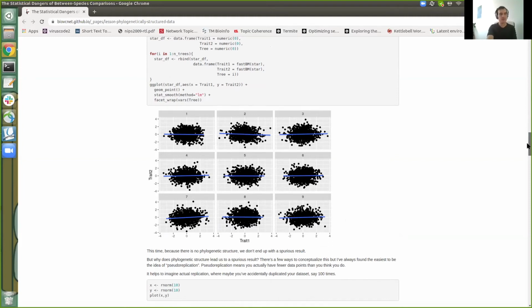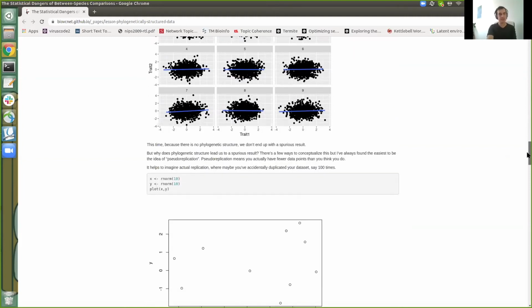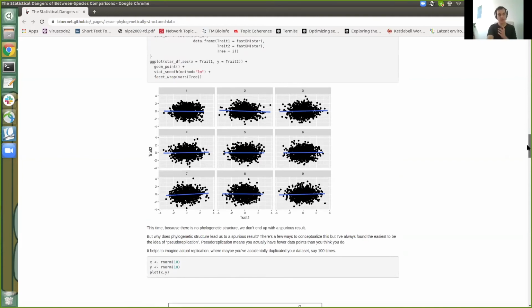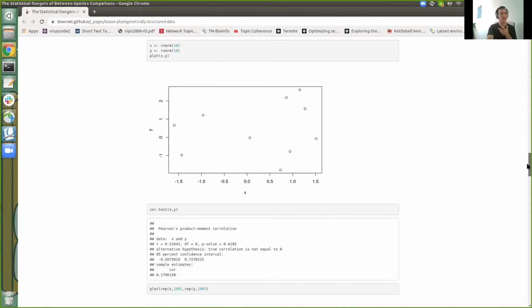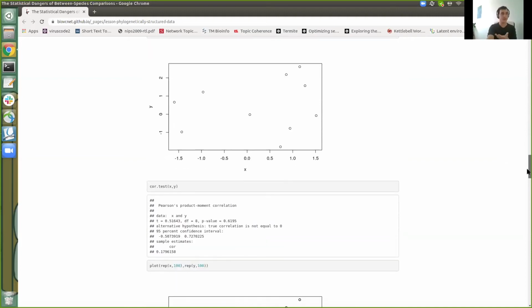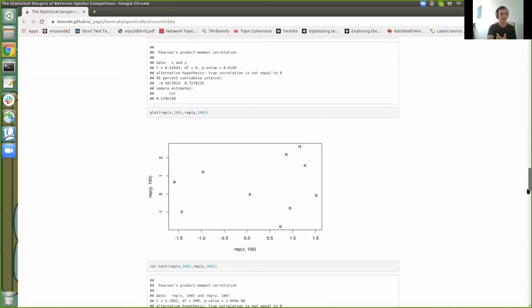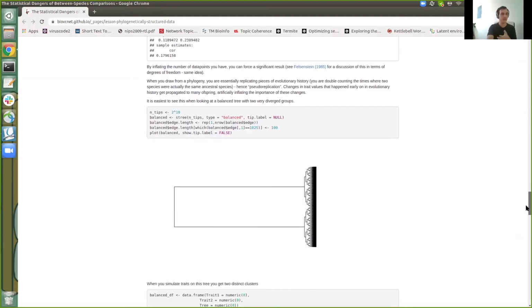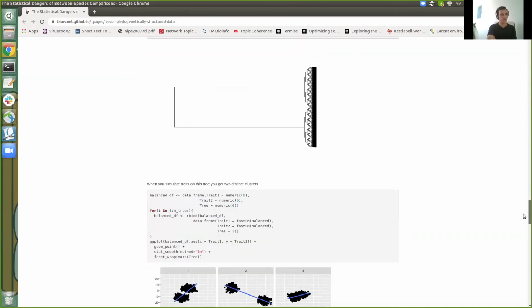I give you a few more details on how this data is actually simulated and what those models are. I also talk about providing some intuition in terms of pseudo-replication by making a comparison directly to just replicated data and what that can do to your data. And then I give some more kind of simple examples to build intuition.